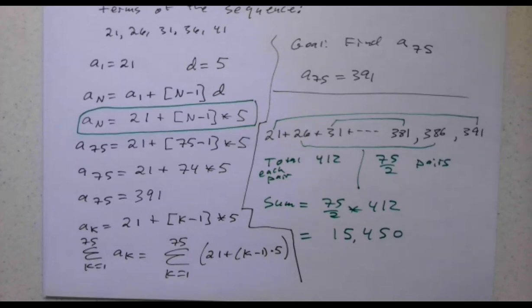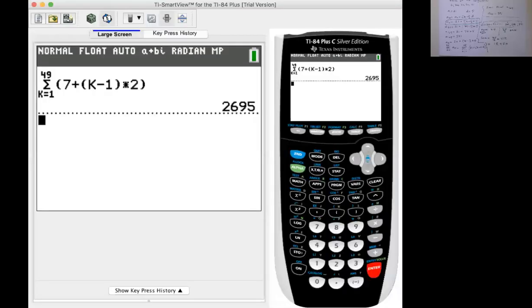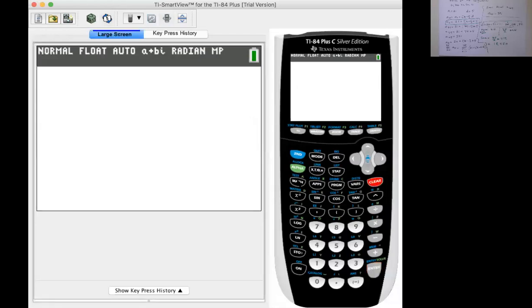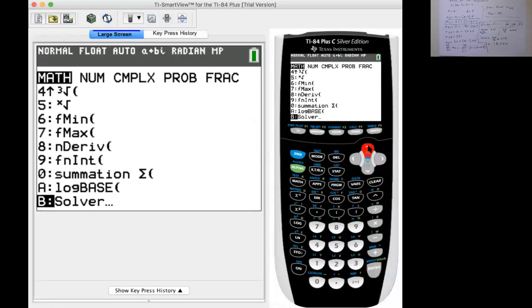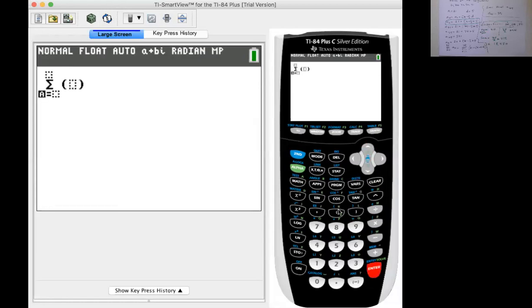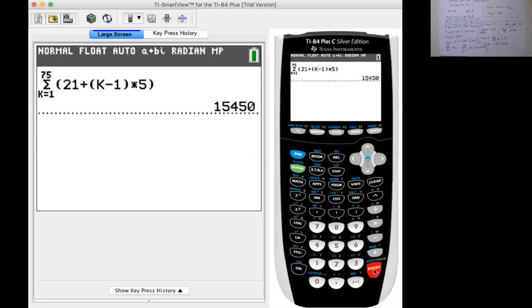So let's go to the graphing calculator and see what we get. Again, back to the summation, math, 0 is summation. K goes from 1 to 75, of inside parentheses 21 plus parentheses k minus 1 times 5. Alpha k minus 1, parentheses times 5. And we hope that it will be 15,450. And it is 15,450.